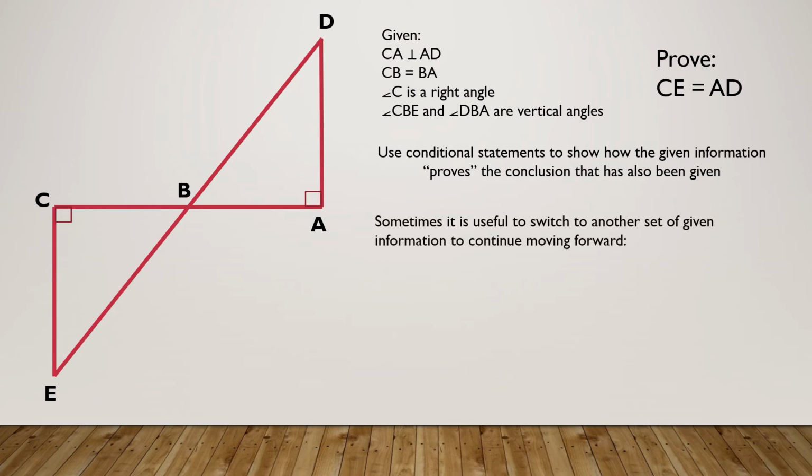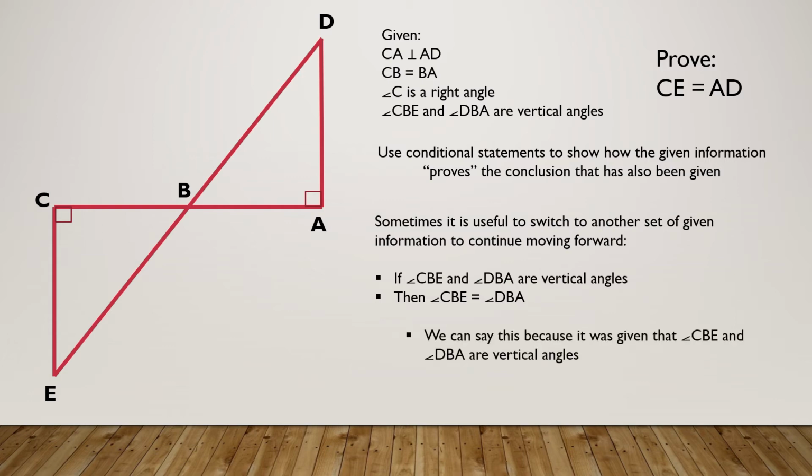Let's keep using conditional statements, but let's move to a different piece of information that we've been given so that we can keep moving forward. If angle CBE and angle DBA are vertical angles, then what can we say about them? Well, we can say that they're equal. Why can we say that? We can say this because it was given that angle CBE and angle DBA are vertical angles, and we know that vertical angles are always equal.